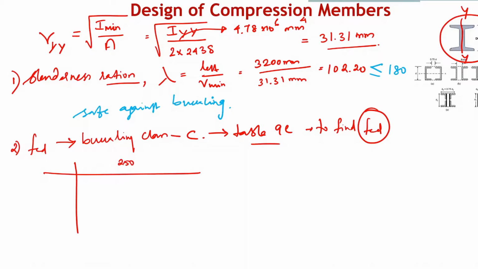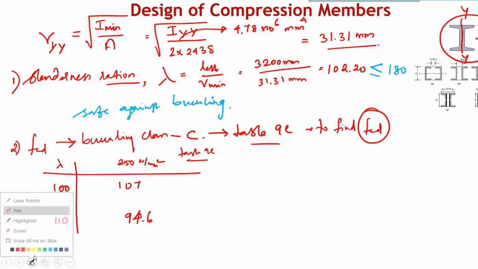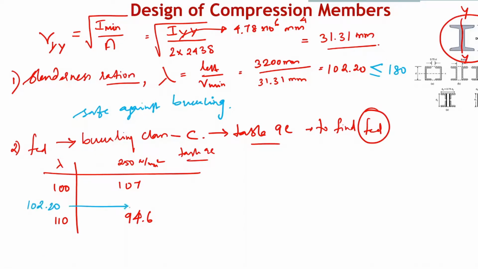For Fy 250 Newton per mm square, and for a slenderness ratio of 100, the design compressive stress is 107. For a slenderness ratio of 110, the design compressive stress is 94.6. If you refer to Table 9C, you will get these values. Now I need to calculate the design compressive stress for the slenderness ratio 102.20. For this I am going to do manual linear interpolation.